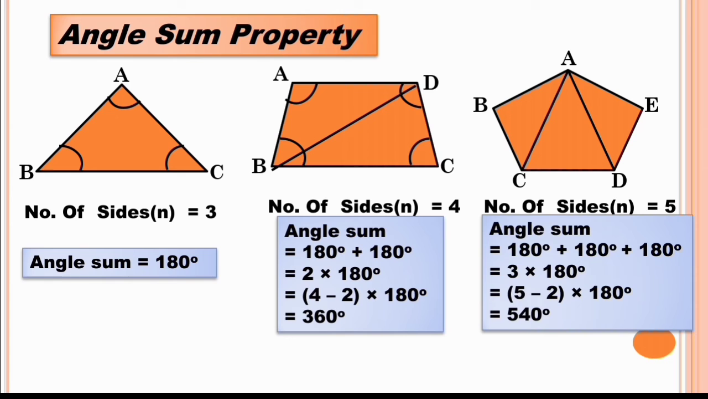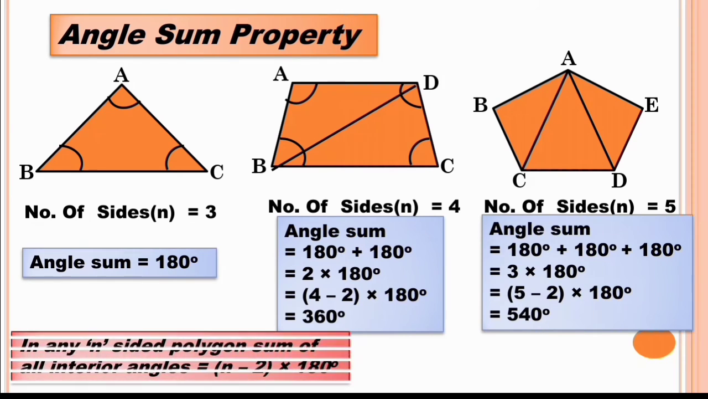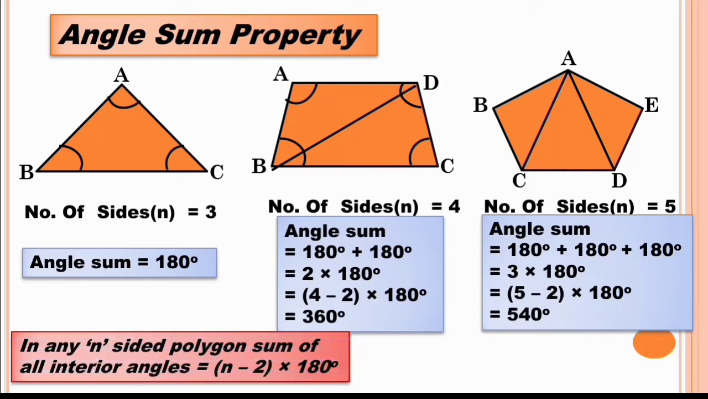So with the help of these two examples, students, we can find a new formula, and the formula is: in any n-sided polygon the sum of all interior angles is equal to n minus 2 into 180 degrees, where n is the number of sides. So with the help of this formula we can easily find the sum of all interior angles of a polygon.